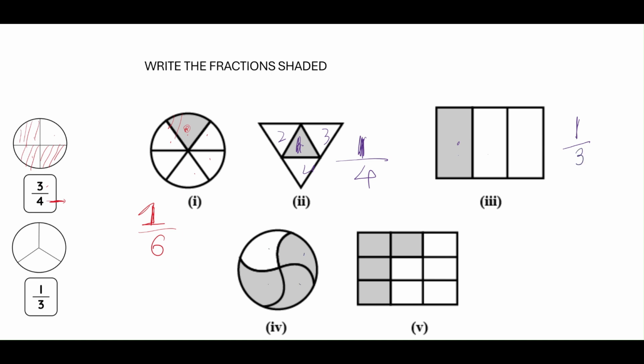Here 1, 2, 3, 4. So 3 shaded out of 4 parts. 1, 2, 3 shaded, 1, 2, 3, 4. 4 shaded out of 1, 2, 3, 4, 5, 6, 7, 8, 9.